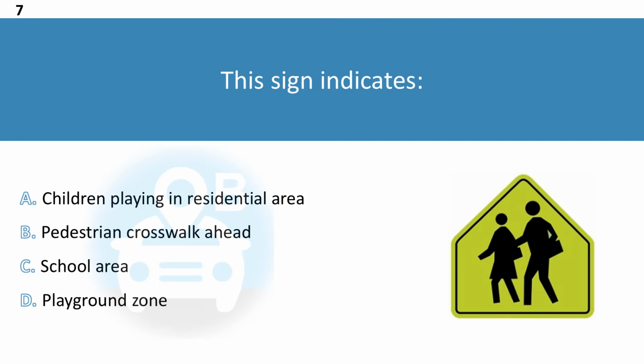This sign indicates: A. Children playing in residential area. B. Pedestrian crosswalk ahead. C. School area. D. Playground zone.